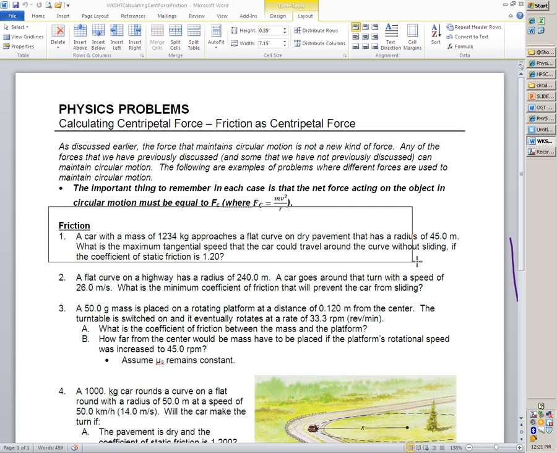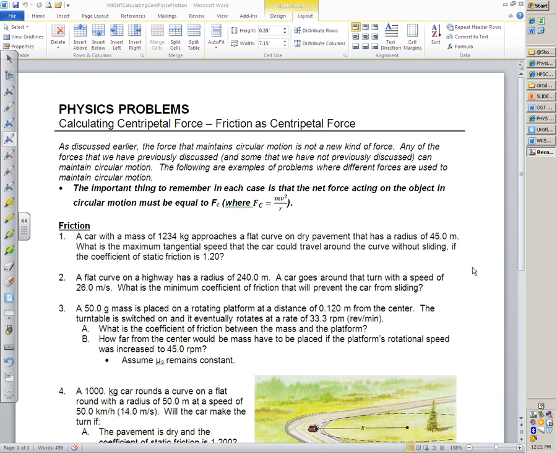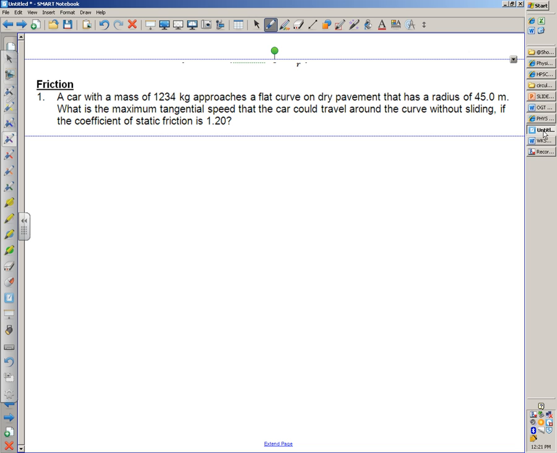let's take a look at this problem set that I gave you today, at question number 1. Question number 1 says, a car with a mass of 1,234 kilograms approaches a flat curve on dry pavement that has a radius of 45 meters. What is the maximum tangential speed that the car could travel around the curve without sliding if the coefficient of static friction is 1.20?